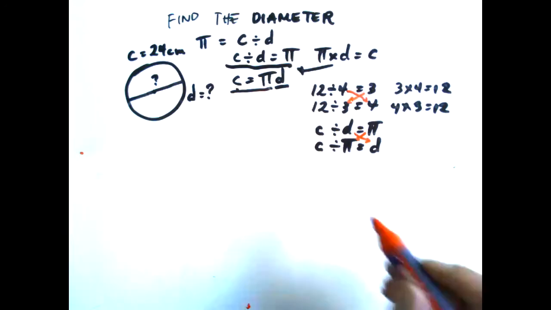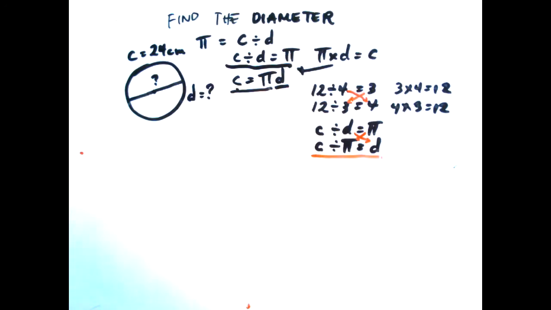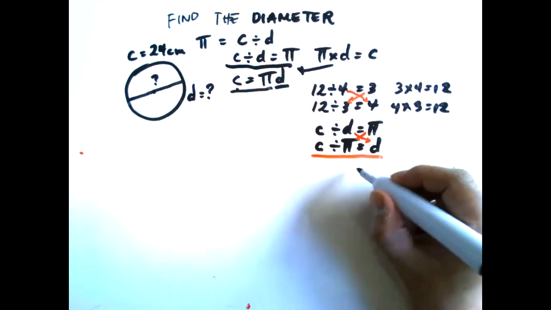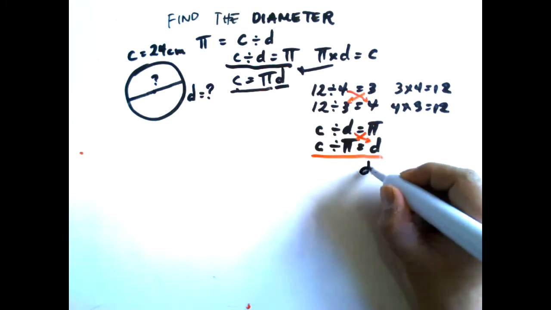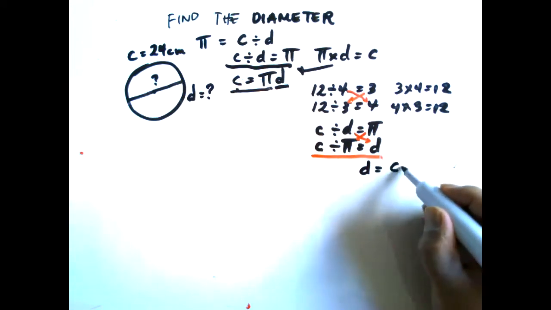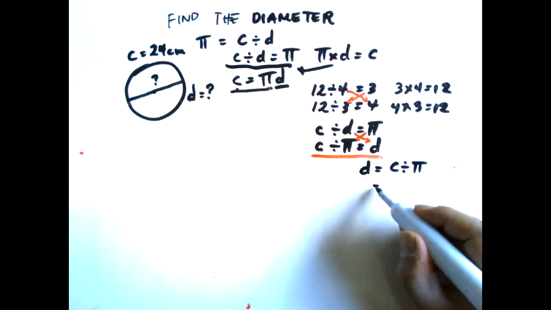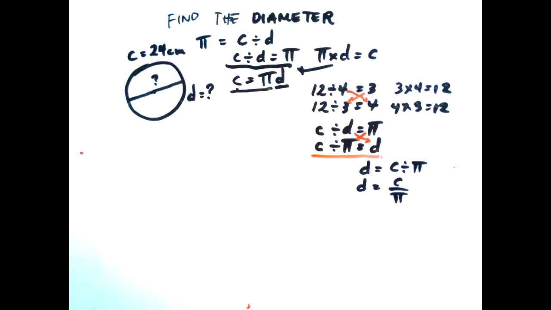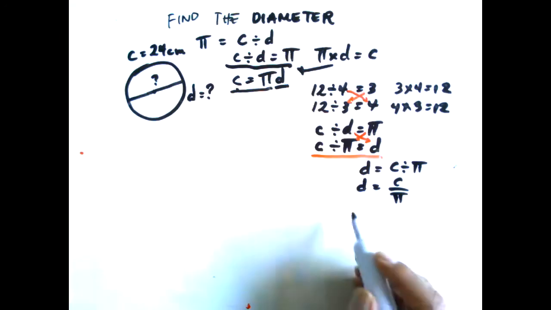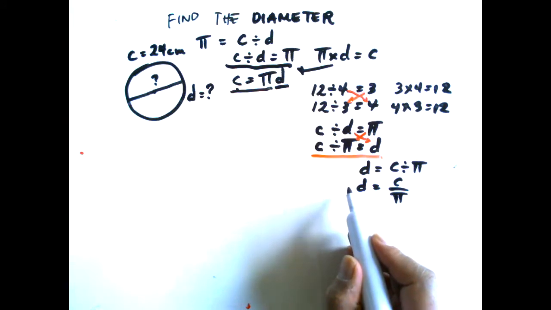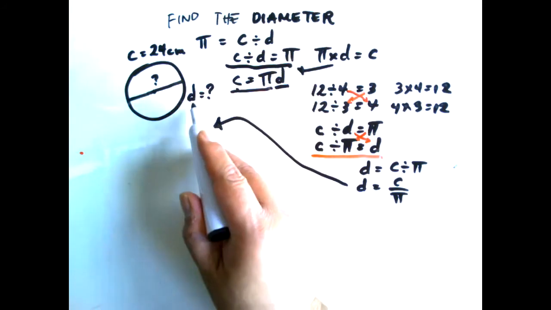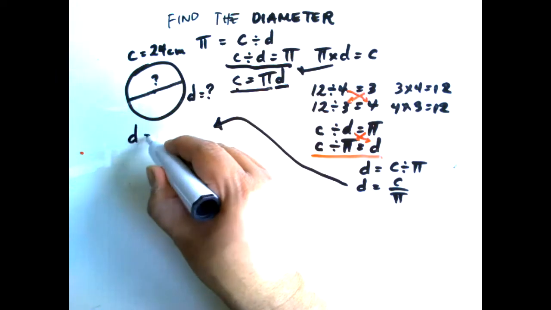By looking at this, we have a formula for finding the diameter. To write this differently, we could say diameter is C divided by pi. I hope that makes sense. It's another way of presenting it without using algebra. So here we use this to calculate our question: what's the diameter?